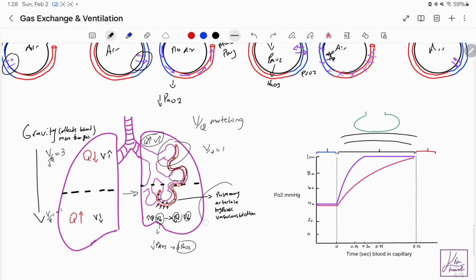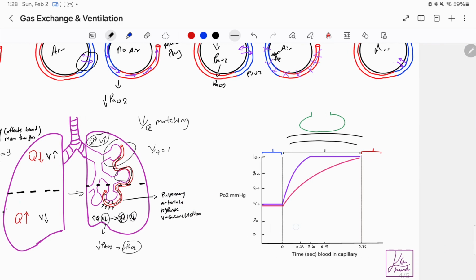And one more time, even with this mechanism in place, we're still going to have more blood pooling at the bottom of the lung, but it would actually be less than if we didn't have this mechanism in place.